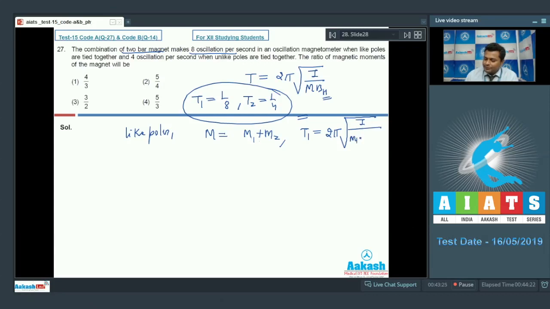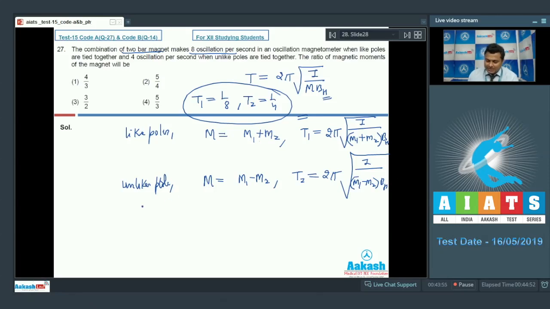Therefore T1 can be written as 2 pi under root I upon (M1 plus M2) BH. And similarly, if unlike poles are tied together, the net magnetic moment will be subtracted, M1 minus M2, and therefore time period T2 will be what? 2 pi under root of I upon (M1 minus M2) BH. Taking the ratios and squaring them, we will get (T1 upon T2) square equals M1 minus M2 upon M1 plus M2.